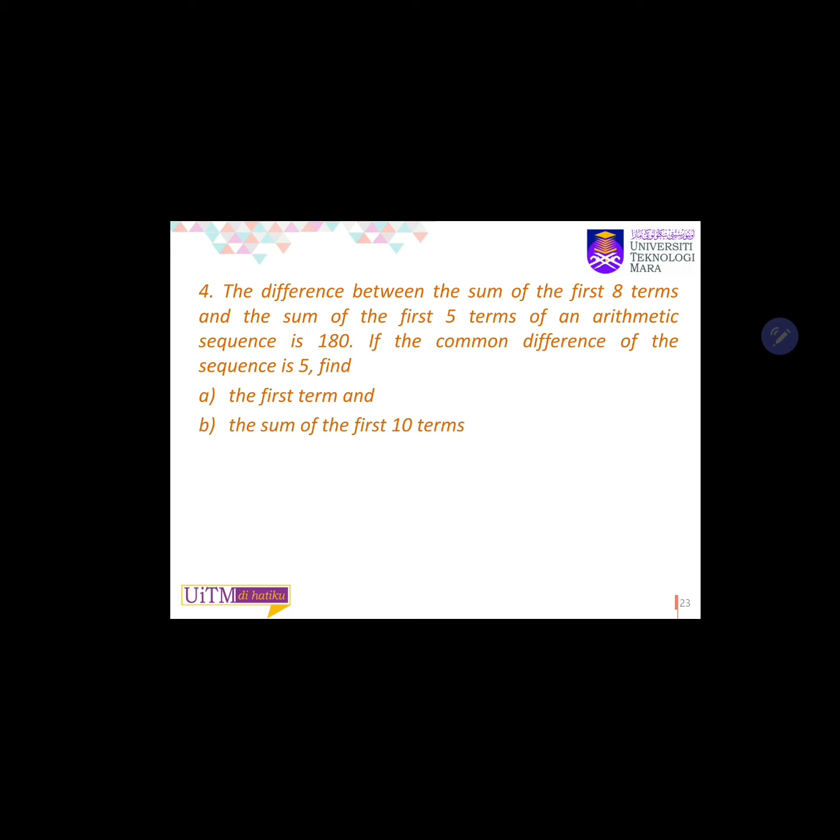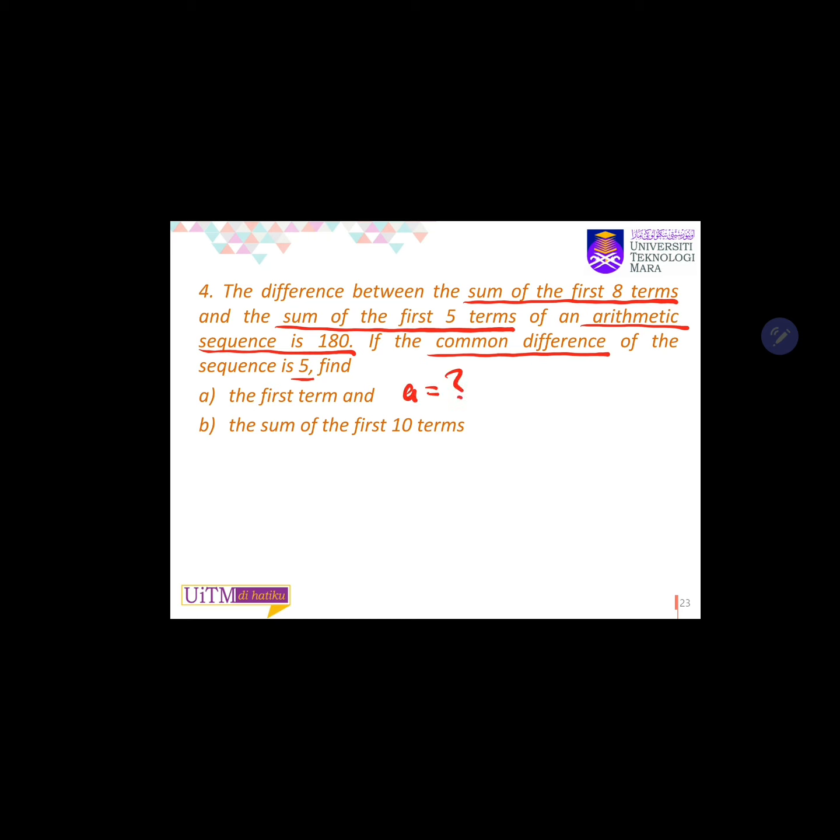Okay, so next we have an application, a bit difficult question here. So we have the difference between the sum of the first 8 terms and the sum of the first 5 terms of an arithmetic sequence is 180. Given that the common difference is 5, so our D is 5. So the first question asks for the first term. What is your A?